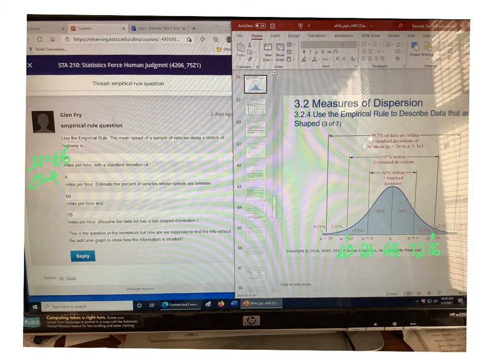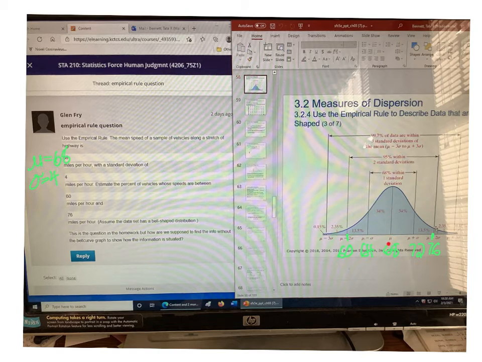Hello, I saw your question on the discussion board. It's about the empirical rule. This nice slide explains the use of the empirical rule. When you have data and you draw a histogram and it's bell-shaped, that's what this rule applies to.